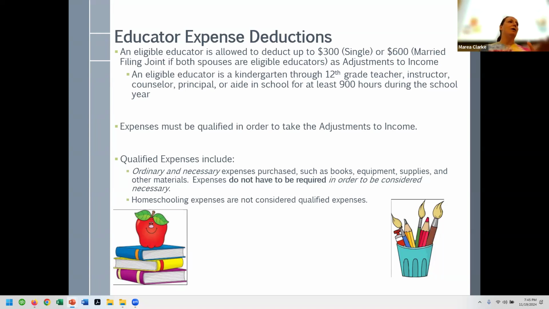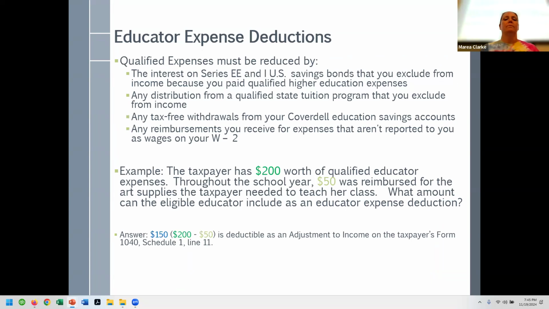And this does not qualify for homeschooling. This is only for somebody that's working as a teacher. Theoretically, maybe somebody that's getting a master's degree in teaching and is teaching at a school as part of that program, maybe they would hit the 900 hours, but generally we're not going to see many people that would meet that. All right.